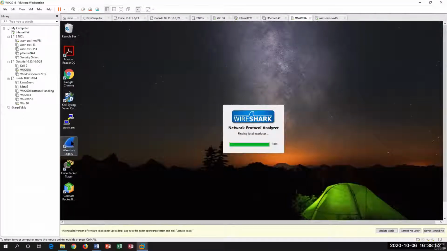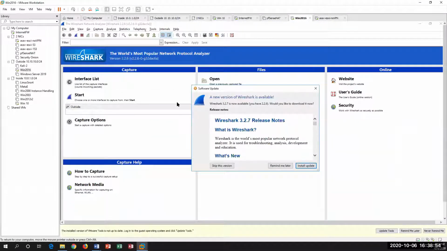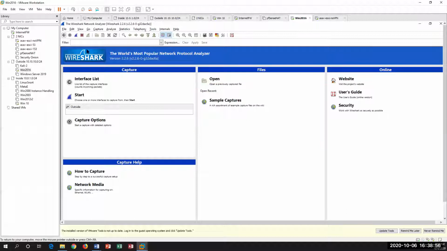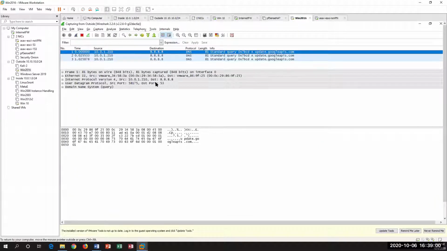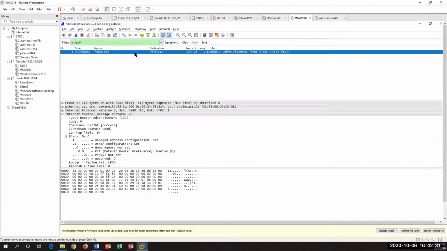the Wireshark, and then let's capture it. We'll start the capture. Okay, so after waiting for about 10-15 seconds, you can see that the router advertisement has been sent out from the ASAv with the M flag turned on and the O flag also turned on.